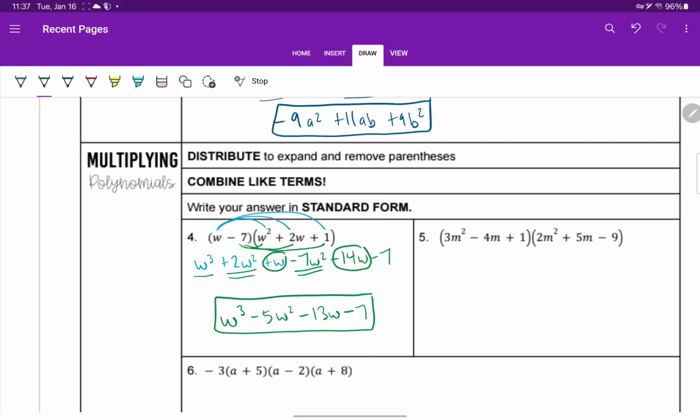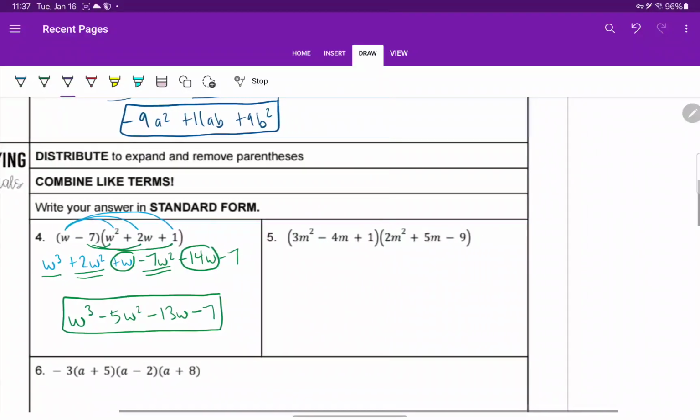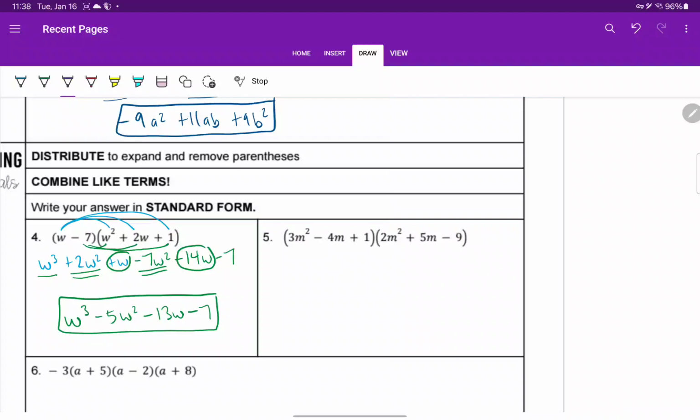All right, on to number 5. For number 5, we're going to distribute and combine again. This time we just have more than 2 terms in the first set of parentheses. So we have a trinomial times a trinomial, so we're going to have to distribute 3 terms. So here, this is just taking your time, doing one at a time.